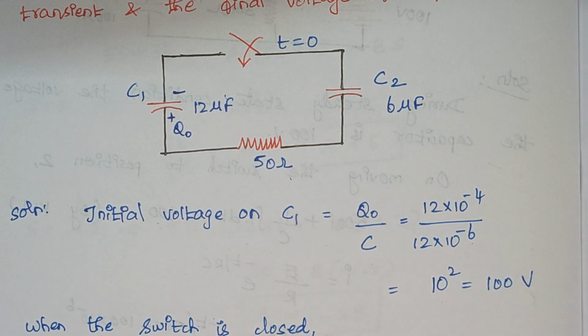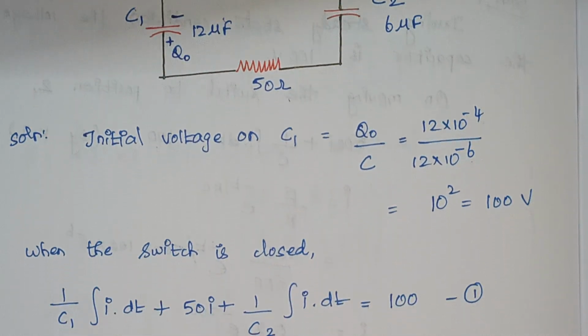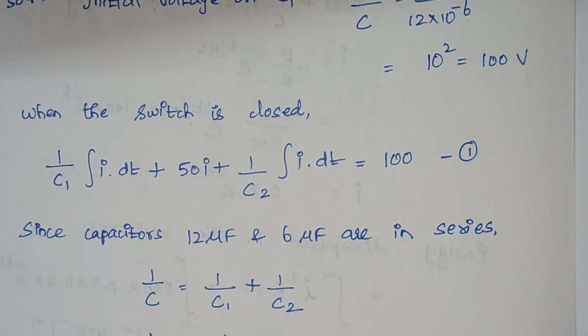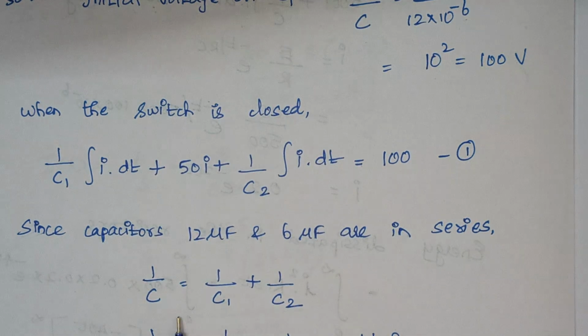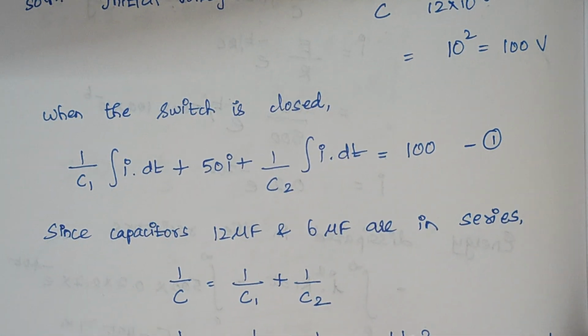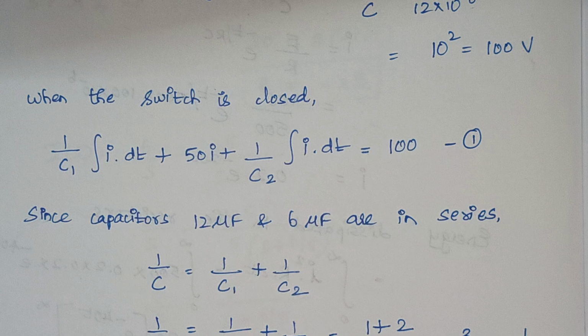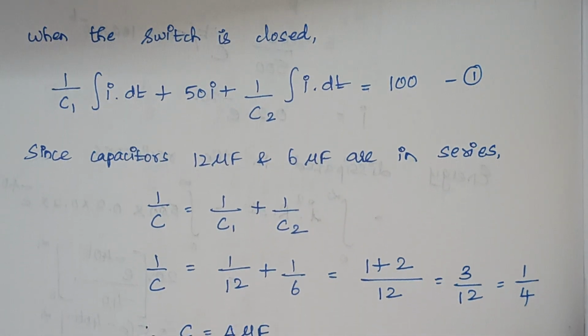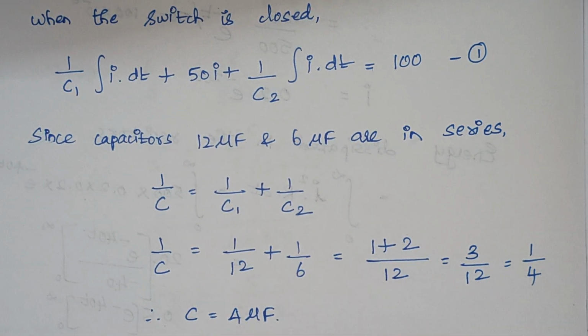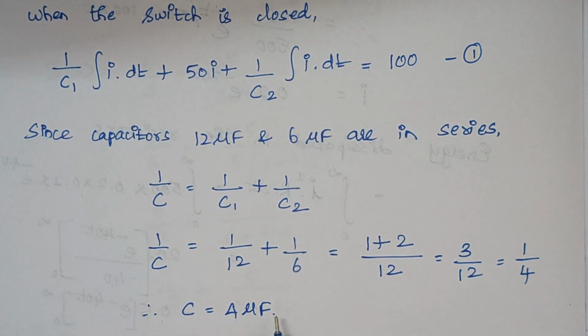Now you see here we have two capacitors and the two capacitors are connected in series. So now I am going to find the total capacitance of the circuit. The total capacitance is given by this expression: 1 by C is equal to 1 by C1 plus 1 by C2. Just substitute the values here and finally the value of capacitance is 4 microfarad, right?